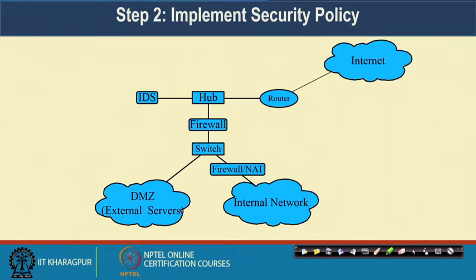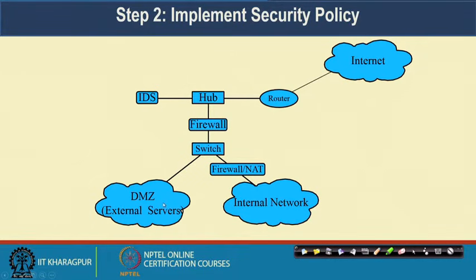So, if we look at the implementation of the security policy, other than our standard devices, we require some more stuff, right. Like one is IDS, intrusion detection system, and there is a concept of firewall, and another thing called firewall or NAT. We will come to those aspects, and this is my internal network. What I am trying to do is keep the internal network secured from the rest of the world, or the internet. So, I have a router to connect to the internet.